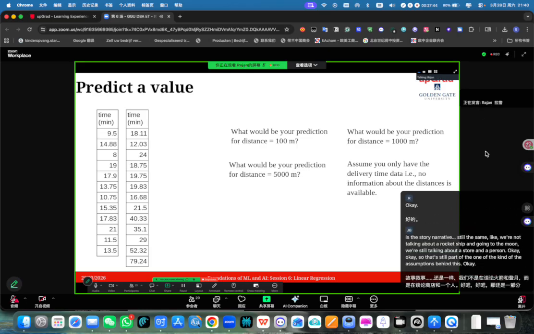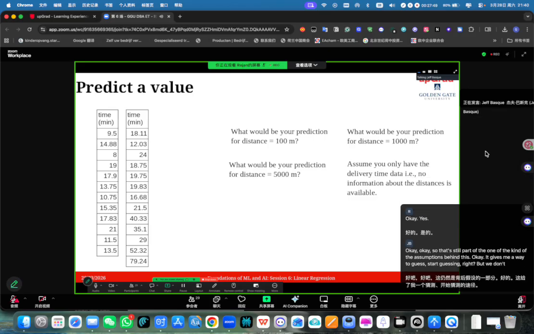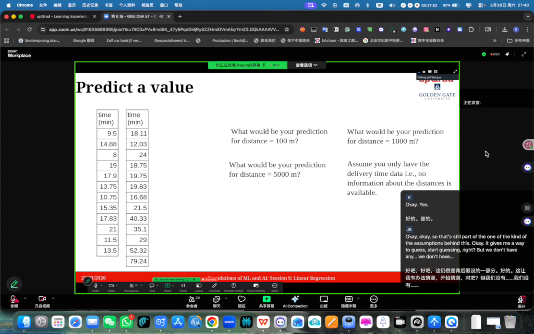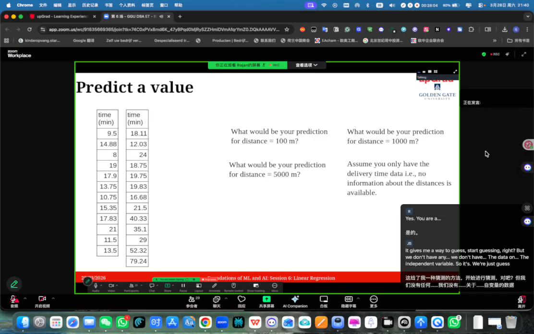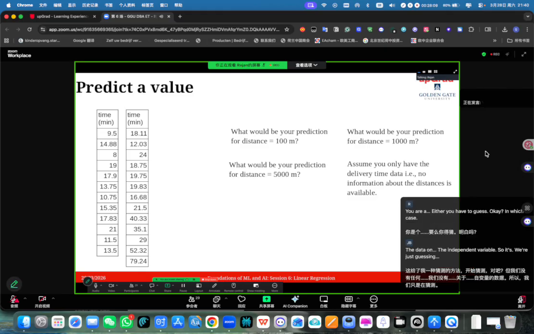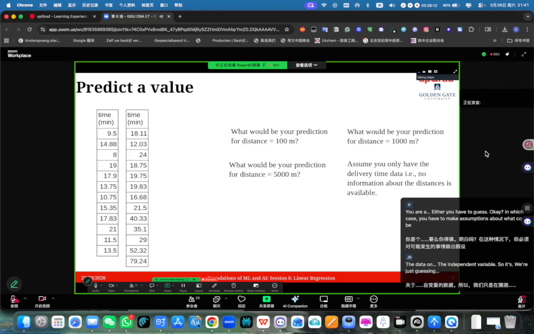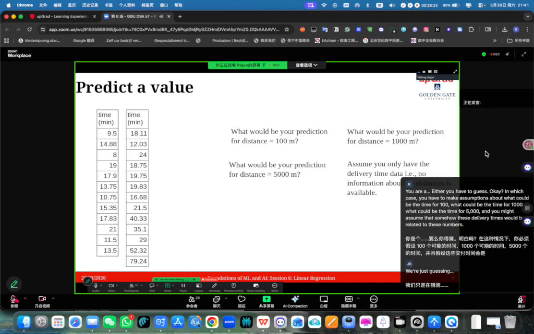It gives me a way to start guessing, right? But we don't have the data on the independent variable. So you are just guessing. Either you have to guess, in which case you have to make assumptions about what could be the time for 100, what could be the time for 1000, what could be the time for 5000, and you might assume that somehow these delivery times would be related to these numbers, so you have to make a lot of assumptions.